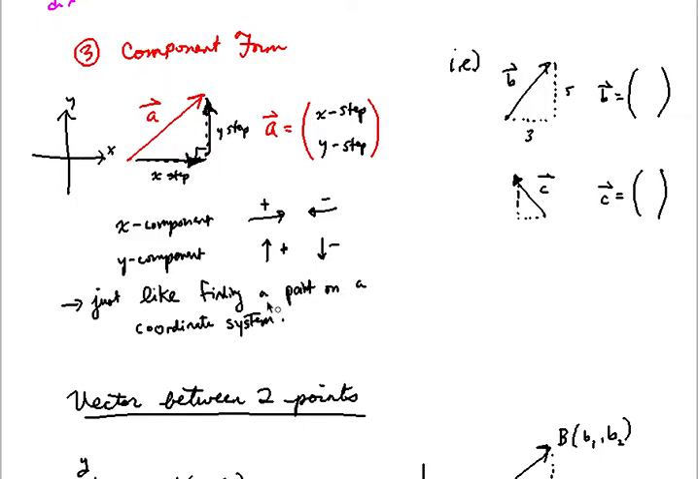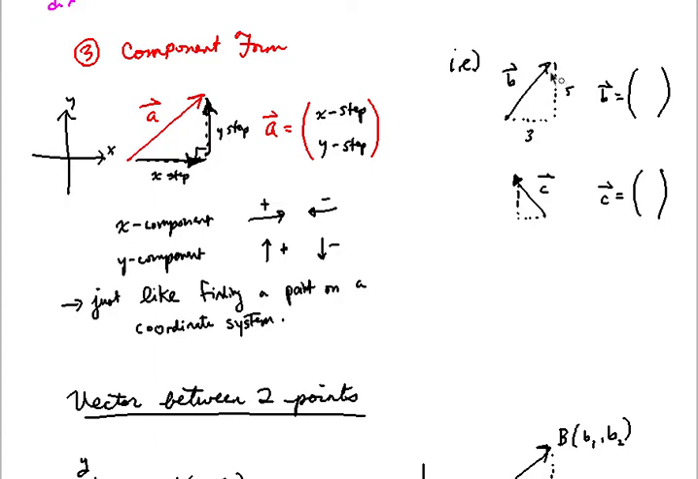So we read it just like we would when we're finding a point on the coordinate system. If I go this way, I'm going in the positive direction. If I'm going this way, I'm going in the negative direction. And the same thing goes for the y component. If I go up on my y-axis, then I'm going in the positive y direction, and so that number becomes positive, and if I'm going down, it becomes negative.